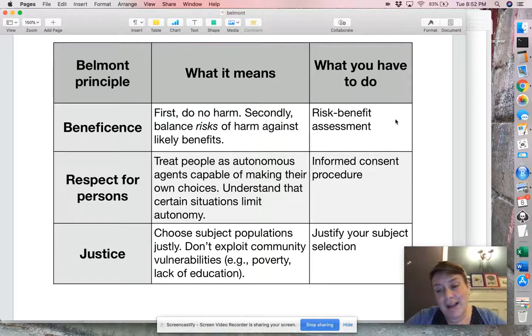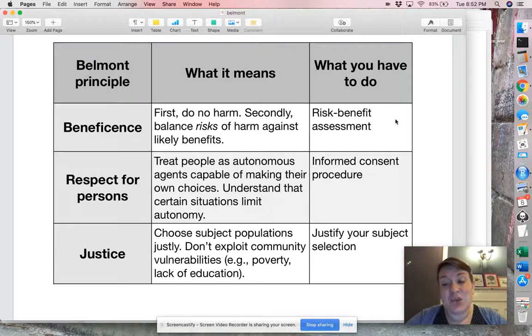But the Belmont Commission decided that there were three key principles about performing research on human subjects. The first is beneficence. So don't hurt people on purpose, jerks. And balance the risks of harm, right? So you can't harm people in any more than a momentary way at all.